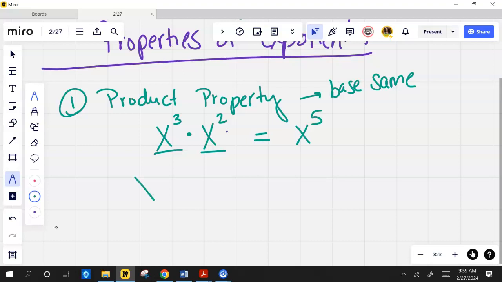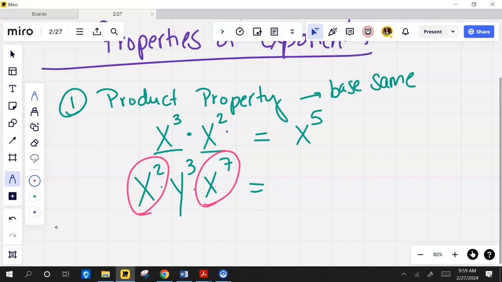If I throw another variable in there, maybe I've got x squared times y cubed times x to the 7th, and I need to simplify that. I can only combine the ones that have the same base. So these two have the same base, so I can put those together to get x to the 9th, y to the 3rd. So that's the product property. If I go too fast through these, tell me. But again, this is kind of a recap. Y'all have seen this before, yes? Okay.